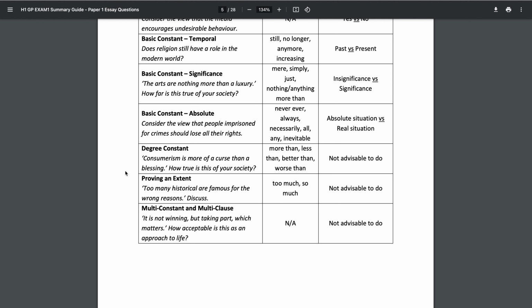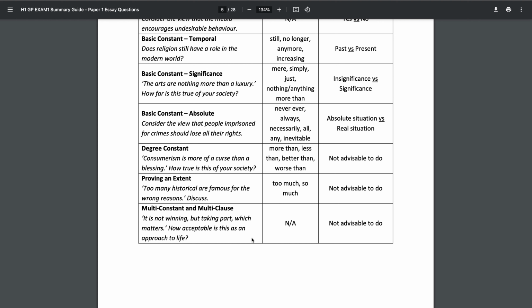Same as proving an extent. Too many historical figures are famous for the wrong reasons. Keywords being too many, so much. Extent, right? I'm saying this is too much, this is too much, this is too much, which means that I am judging it as something that is to a very large extent already. But the question is, especially if you're going balance, how do you prove something is too much or too less? It's difficult. It is a very unconvincing argument. So proving an extent questions, I do not advise you to do.